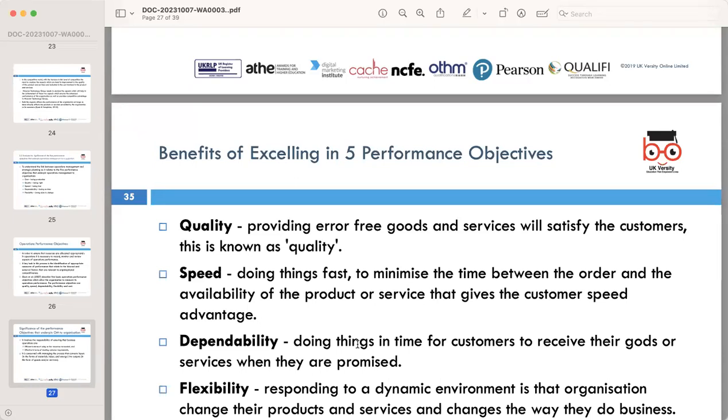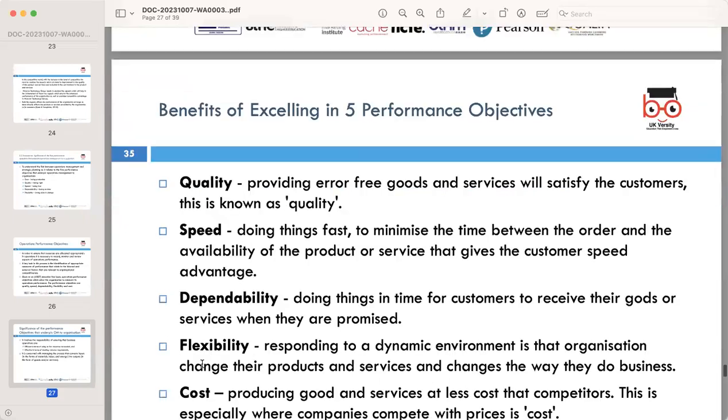Okay. So next one is the benefit of excelling in 5 performance objectives: quality, then speed, dependability, flexibility, and costs. So as I said previously, quality is the visual sign of how well an operation does what it does.